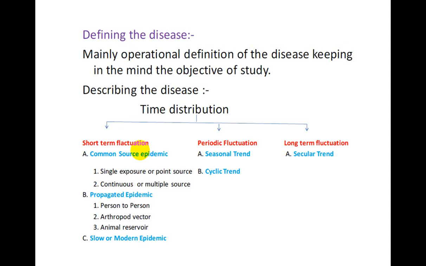Types of epidemics. Major types of epidemics are distinguished: A. Common source epidemics, single exposure or point source; B. Continuous or multiple exposure; propagated; slow modern. A common source single exposure epidemic is also known as a point source epidemic. The exposure to the disease agent is brief and essentially simultaneous, and the resultant cases all develop within one incubation period of the disease. For example, an epidemic of food poisoning.